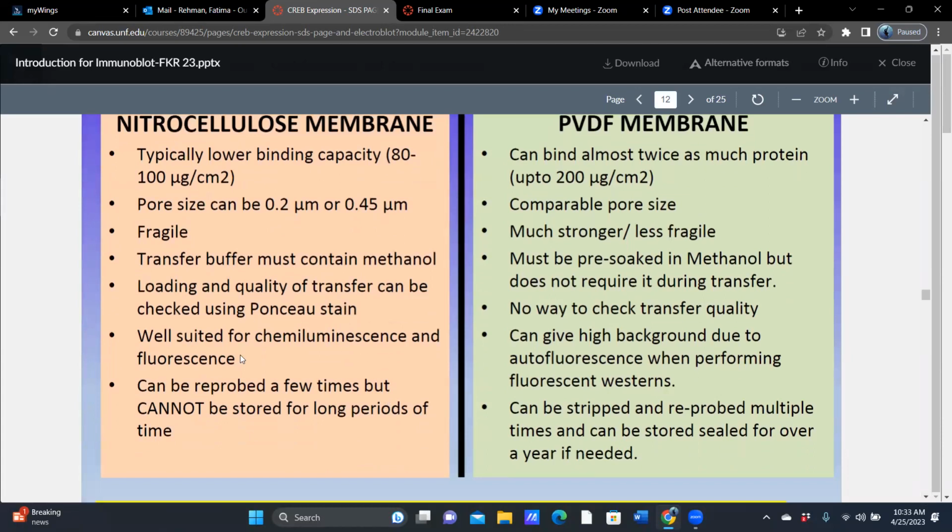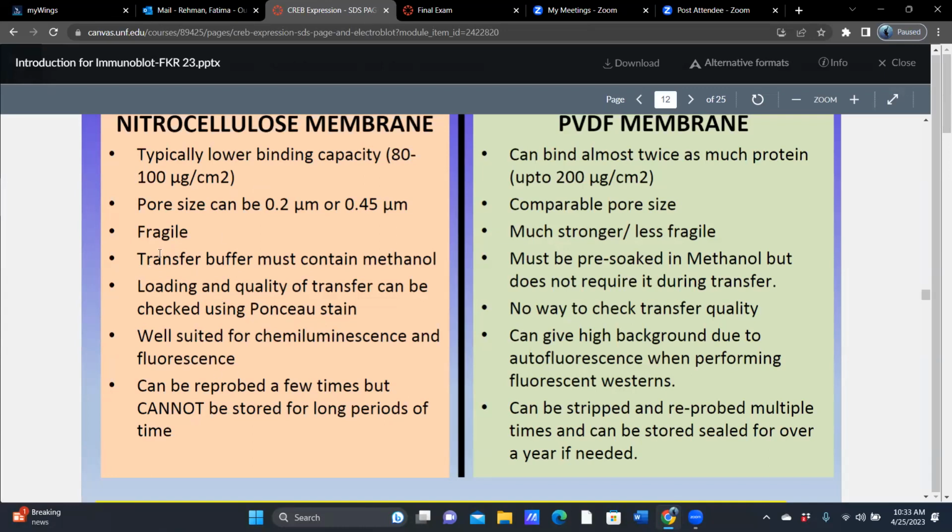Nitrocellulose has a lower binding capacity, and it's a little bit fragile, so you can't keep it for a long time, but it's great for most proteins. It is very well suited for chemiluminescence or a fluorescent signal. It can still be reprobed a few times before it dies out.